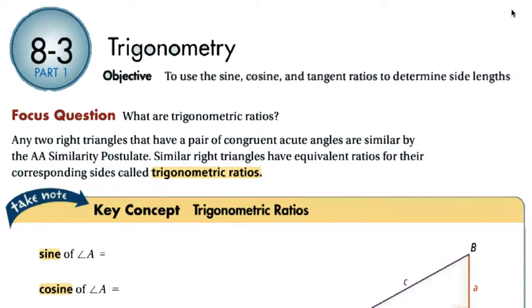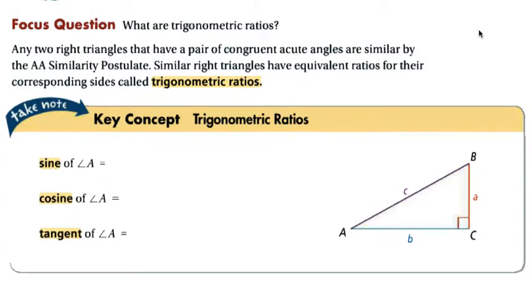Well, welcome to part 1 of lesson 3 on trigonometry. We are going to be using this lesson to learn how to use the sine, cosine, and tangent ratios, the 3 trig functions, to find different side lengths in right triangles. So first off, we need to figure out what are trigonometric ratios.